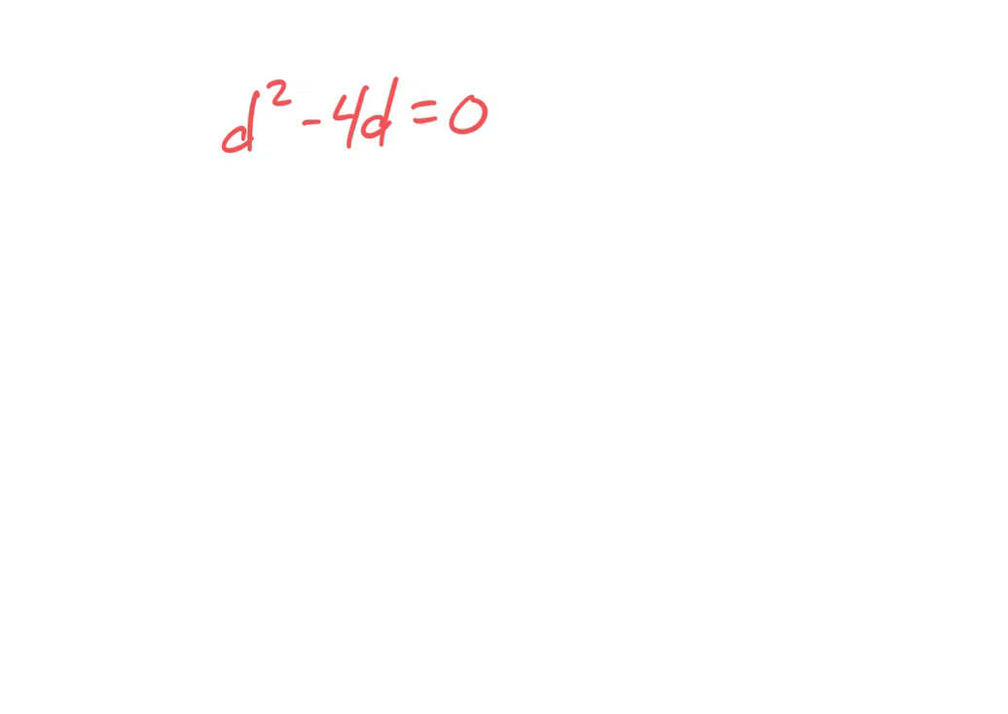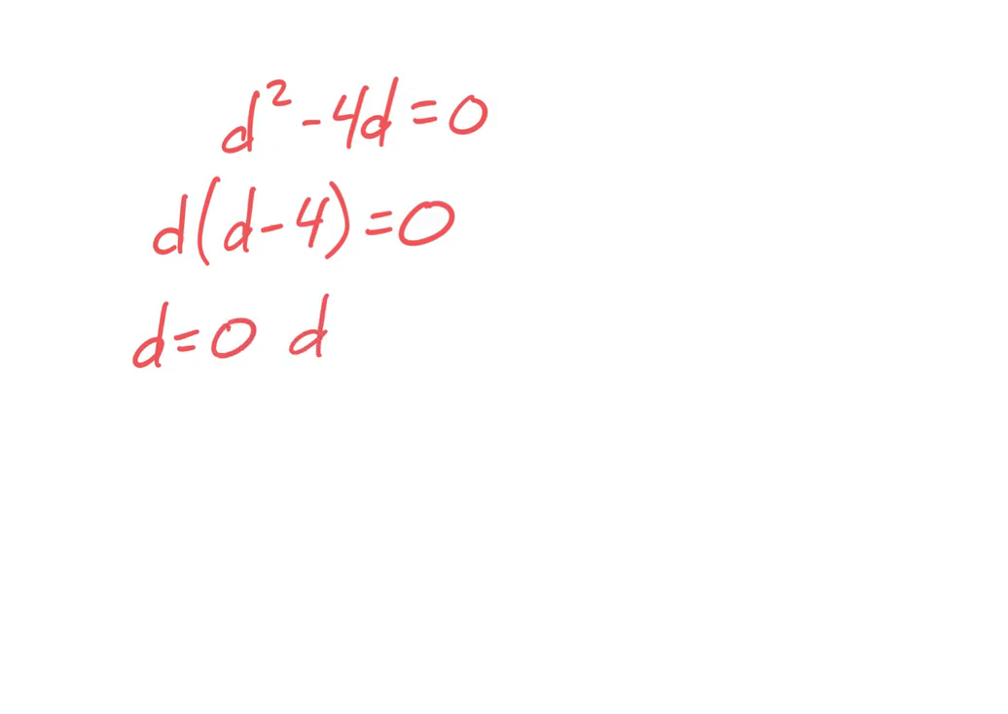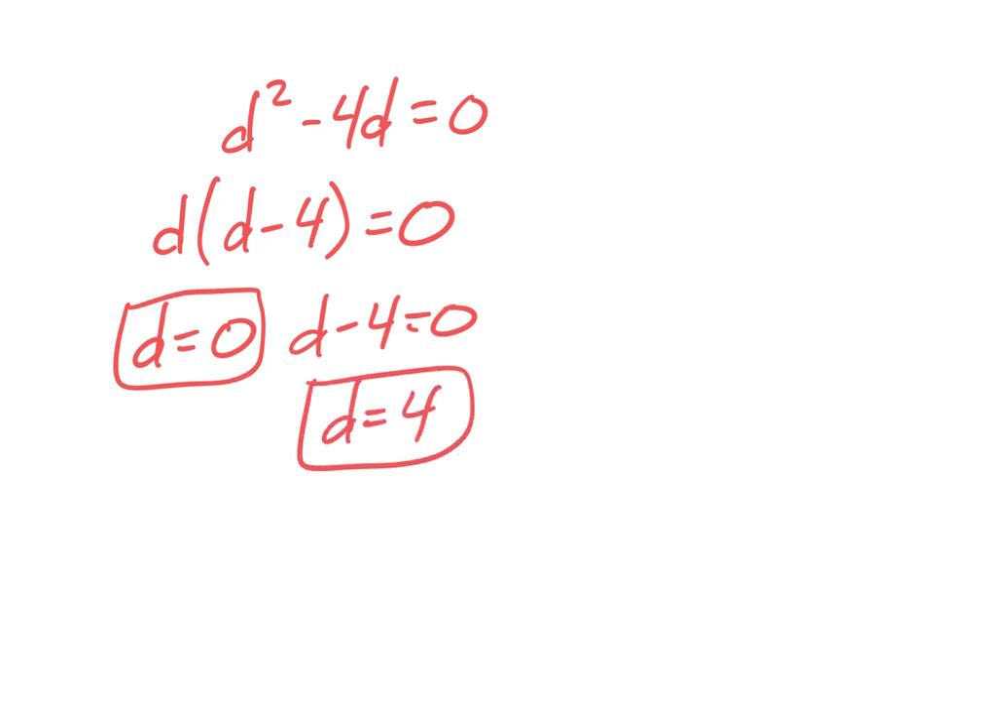Greatest common factor. So do we have a GCF here? Yeah, we can take out a D, right? And so I'm going to take out a D, and that leaves me D minus 4. It's now fully factored, and then I just take both of those and set them equal to 0. D equals 0 is already solved. This one we add 4, and we get D equals 4.